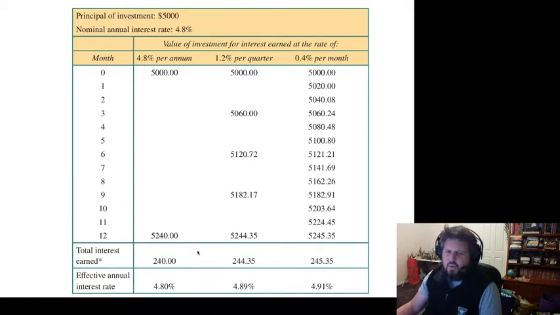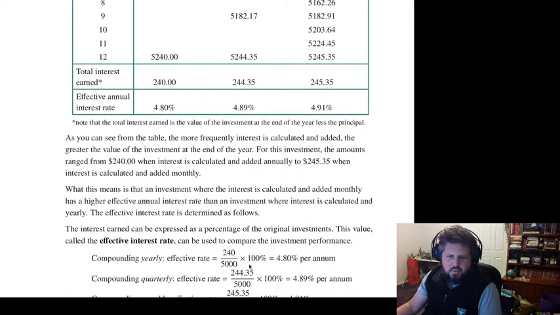Yep. So when we talk about effective annual interest rates, or effective interest rates, what it's saying is, okay, if it's 4.8% per annum, yep, you're going to get the $240. But in reality, if you do this compounding more often, it's not exactly 4.8 that you're going to get. You're going to get more, a real effective value that's higher the more often you have your values compounding. So there is a way to calculate the effective rate.